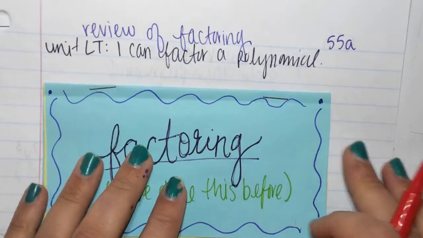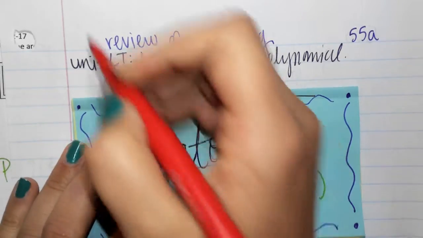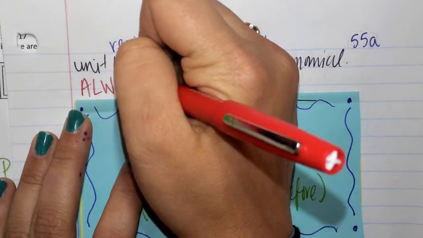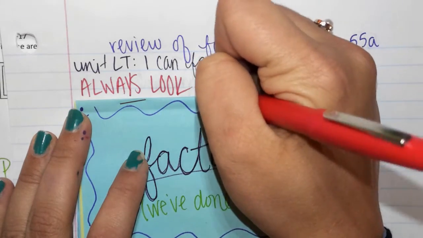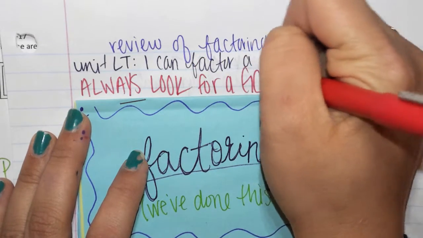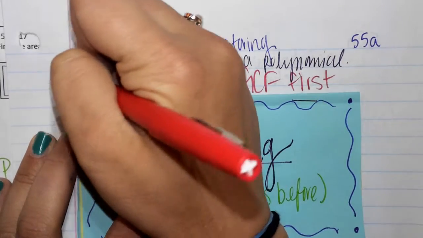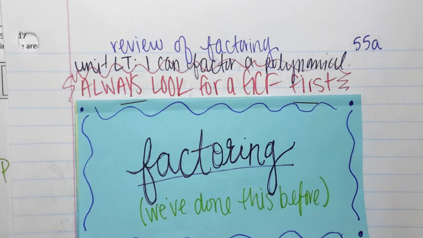So somewhere on your paper in a bright color, or where you're going to star it, heart it, something, write always look for a GCF first. And then star it, heart it, put a bomb beside it, something so that you know that it is very, very important. Does everybody understand? Yes.